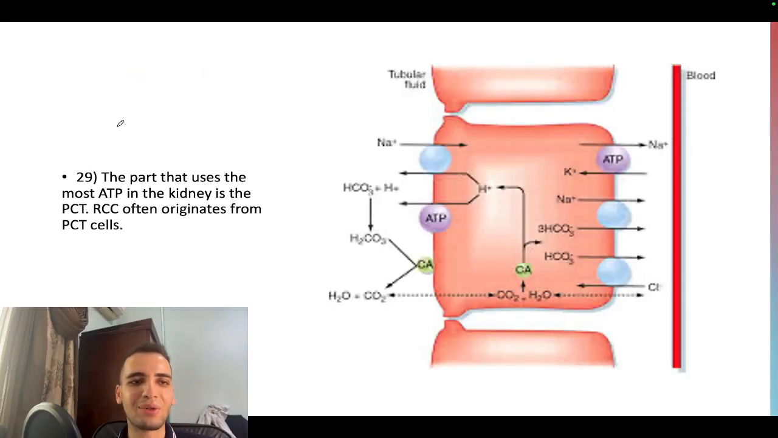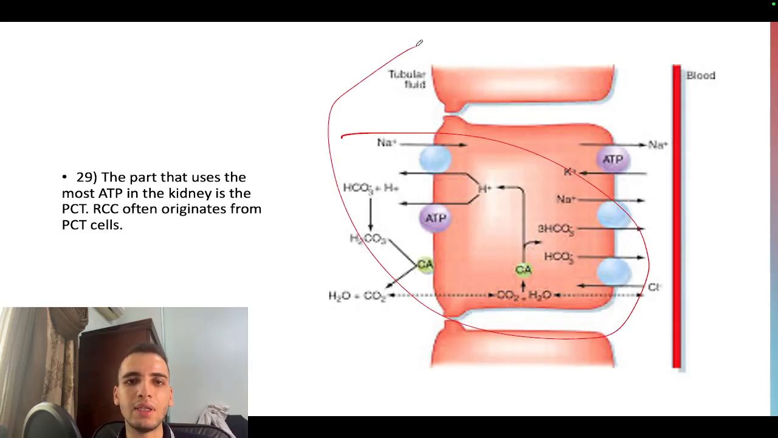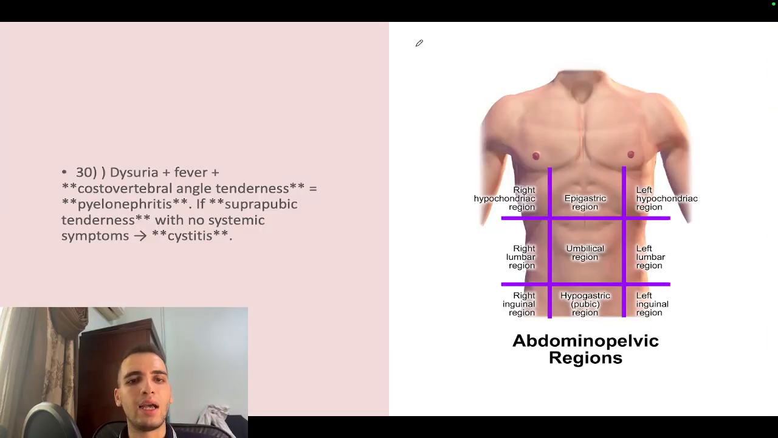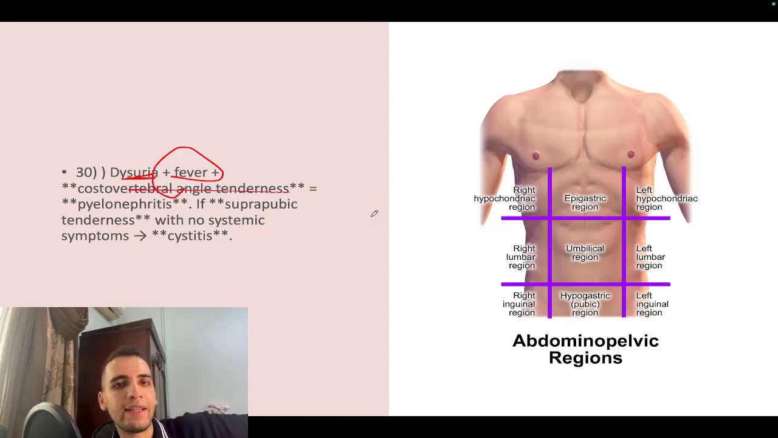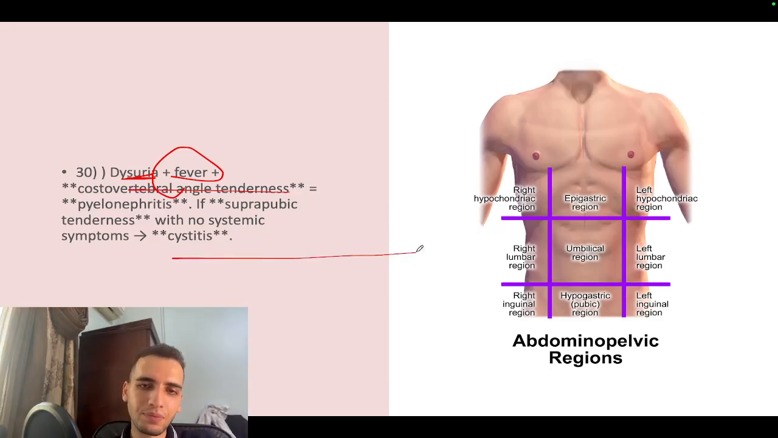Now, another important concept they love to ask about is that the proximal convoluted tubule is the most important part in the kidney that uses ATP. It's also the part that renal cell carcinoma originates from. The last concept is that if you see dysuria, think about UTI, of course. If it's associated with fever and costovertebral angle tenderness, then it's a kidney infection. But if it's associated with suprapubic tenderness with no fever, then it's cystitis.